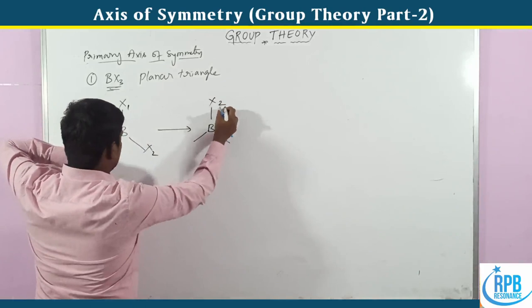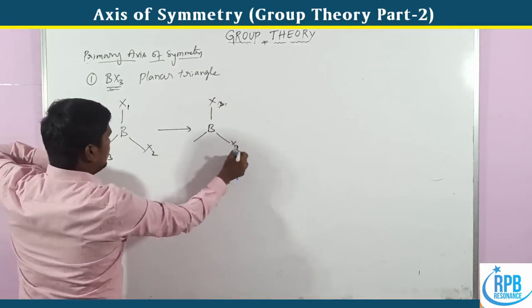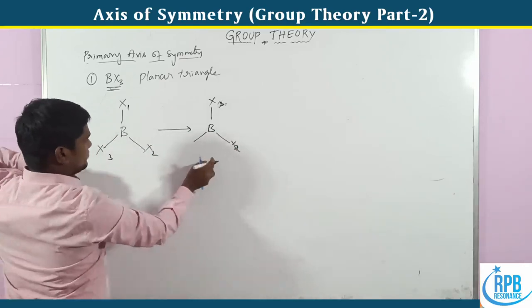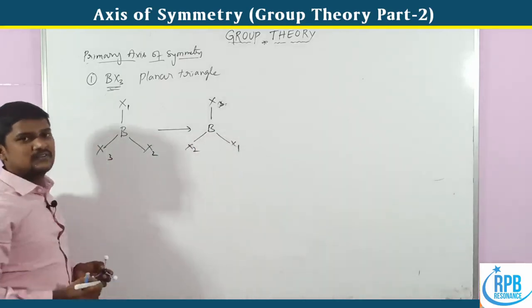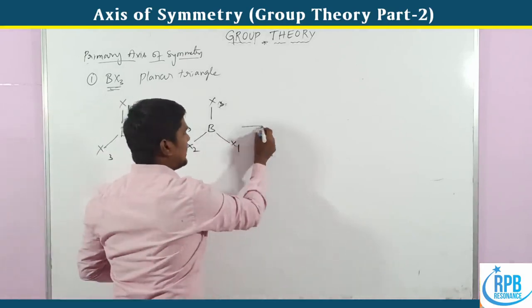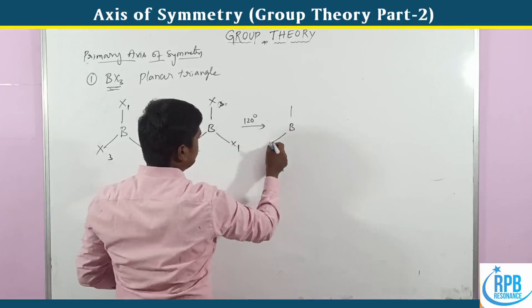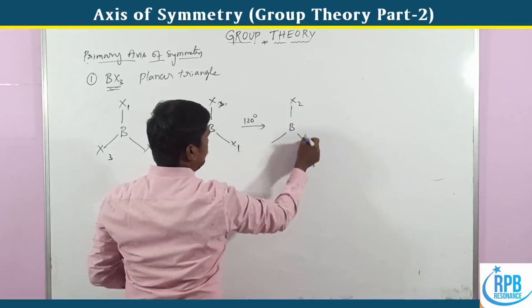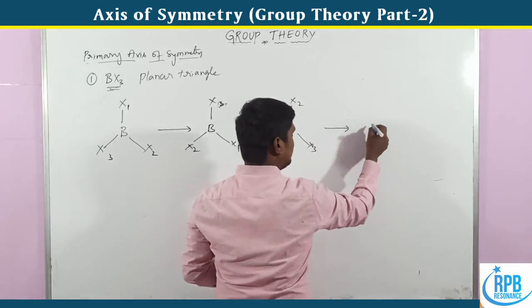So X2, X3, X1, sorry, X2, like X1 replaces somewhere over here, X1, X2. So this is the equivalent configuration. Again, one more 120 degrees rotation produces X2, X3, X1. Again, one more C3 axis is present.